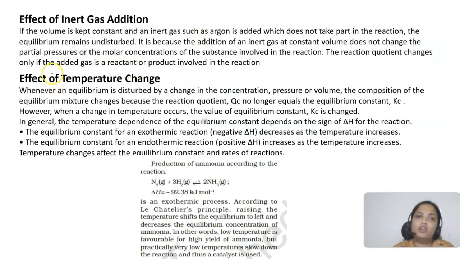So you know कि if the volume is kept constant and inert gas such as argon is added, it will not take part in the reaction. Equilibrium remains undisturbed. Because addition of inert gas at constant volume, it does not change the partial pressure or molar concentration. If the partial pressure and molar concentration does not change, the equilibrium constant will not change. Okay. तो रिएक्शन कोशेंट कब चेंज होता है? ओनली इफ द एडेड गैस इज अ रिएक्टेंट और प्रोडक्ट. अगर हम एक इनर्ट गैस डाल दें, इट विल नॉट अफेक्ट. अगर वो रिएक्टेंट या प्रोडक्ट में से कोई एक है तब वो चेंज होगा, अदरवाइज नॉट.